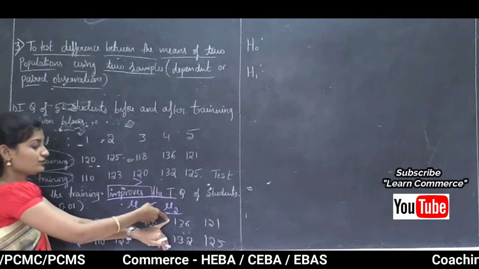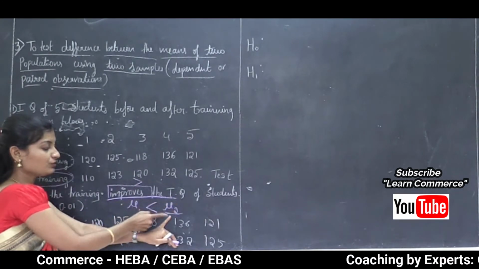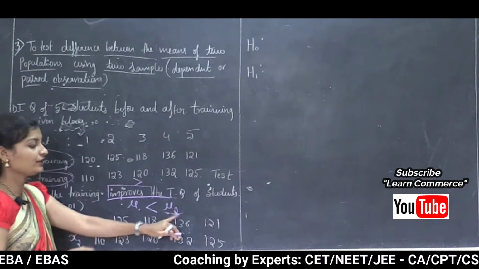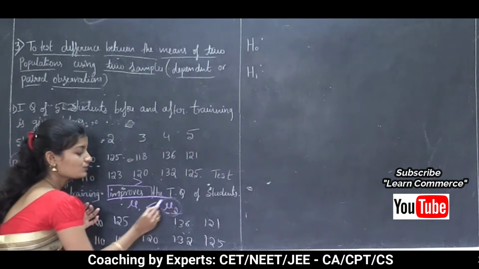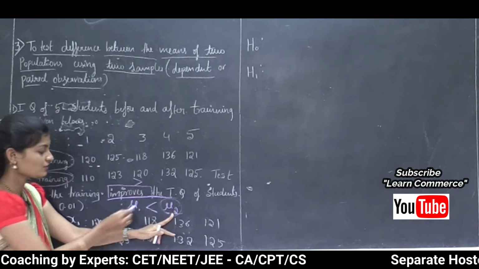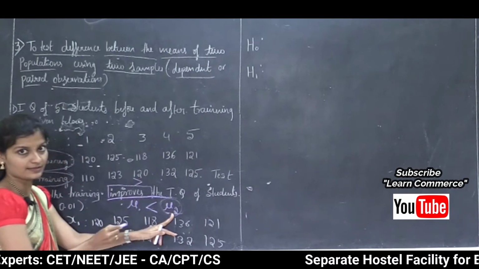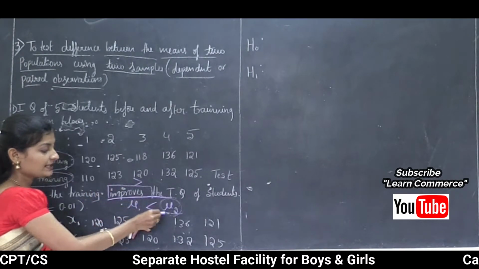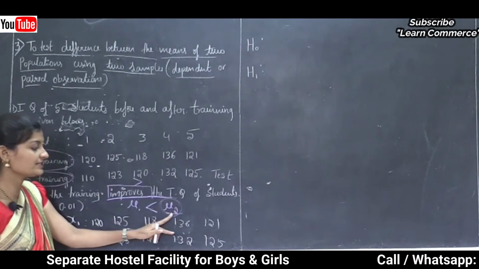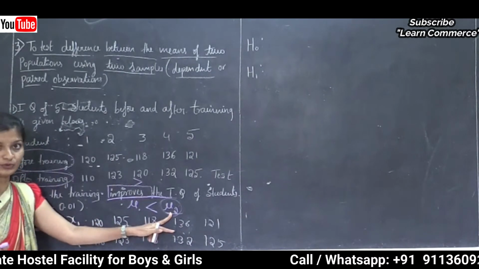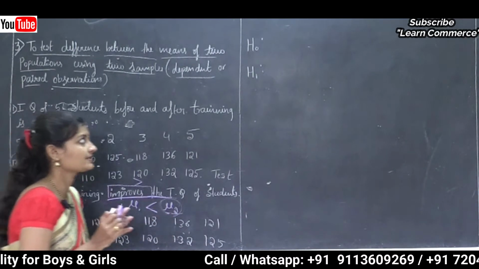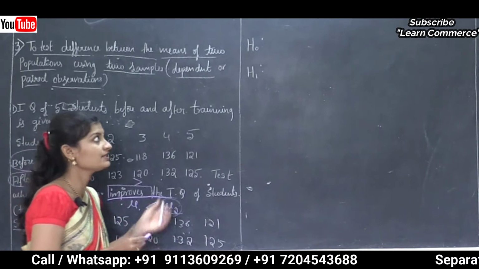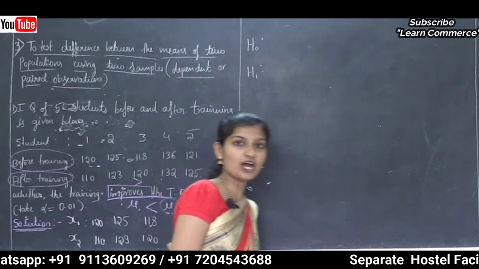I hope you understood. Here mu2 is greater than mu1, in the sense that after training students' IQ improved. So the sign should be like this. Don't confuse; improves is always like this, but here we have to write like this only, because after training students' IQ improved. I hope you understood. Next, let's see. So the sign is like this, and this given statement is the alternative hypothesis.